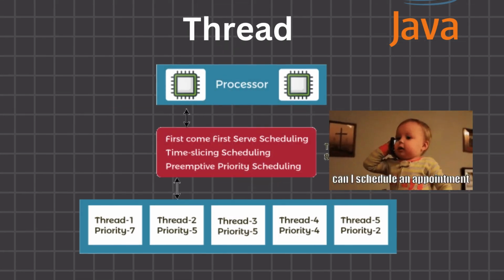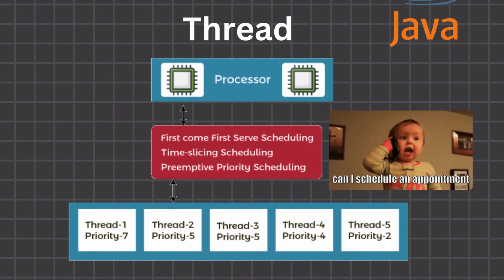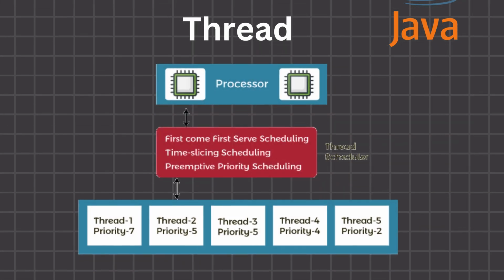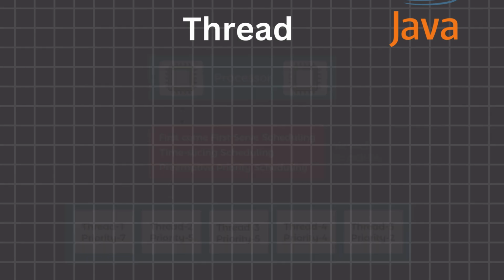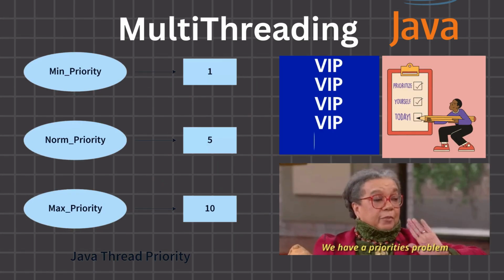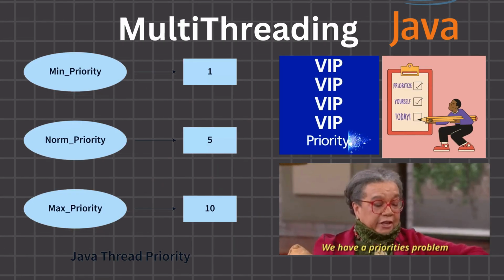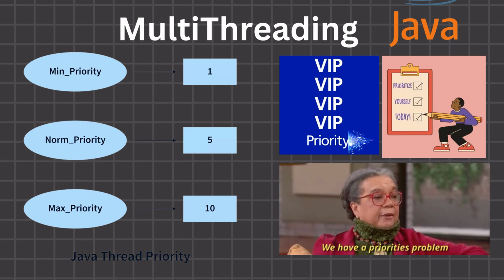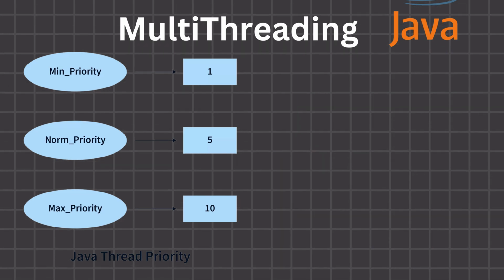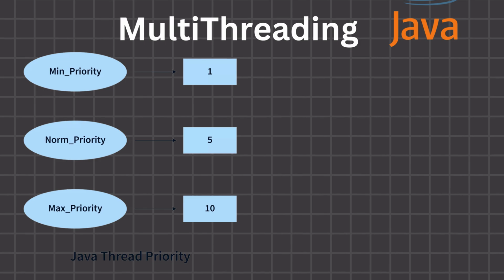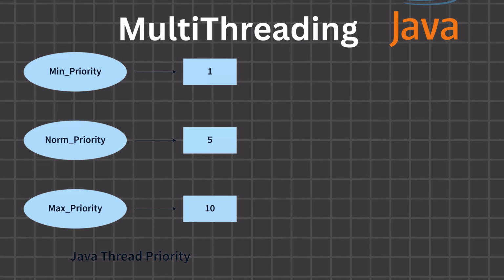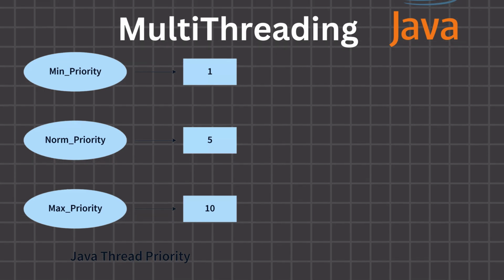But in order to manage all of these threads efficiently, the Java scheduler needs to determine the order in which they should be executed, and that's where thread priority comes in. In Java, thread priority is represented as an integer value ranging from Thread.MIN_PRIORITY, 1, to Thread.MAX_PRIORITY, 10, with the default priority being Thread.NORM_PRIORITY, 5.